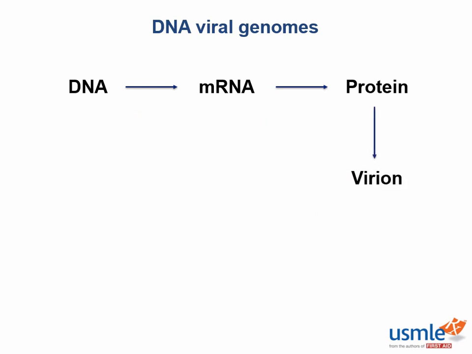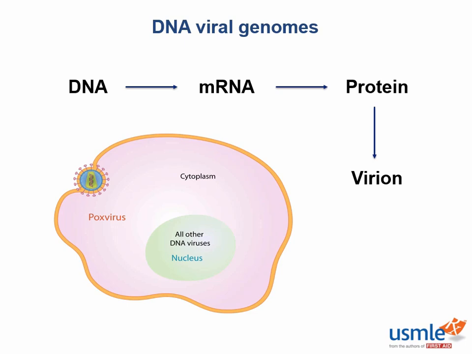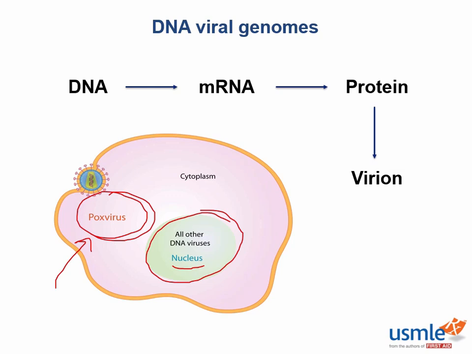This process occurs for all DNA viruses except for one, and that's the poxvirus. All DNA viruses replicate their DNA and produce their messenger RNA in the nucleus, except for the poxvirus, which does all of this on its own out in the cytoplasm. So wait a minute. If the poxvirus is doing all of this in the cytoplasm, what do you think the poxvirus needs to be able to do this?